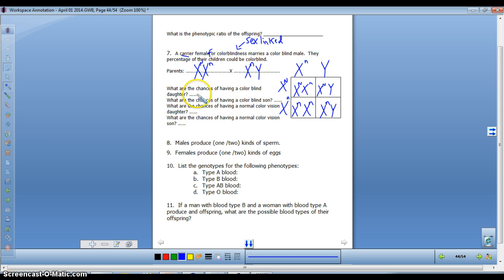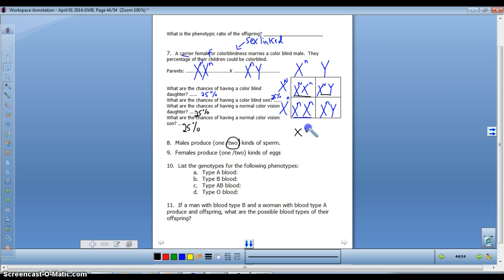What are the chances of having a colorblind daughter? What are the chances of having a colorblind son? 25%. What are the chances of having a normal vision daughter? She's normal vision. That is also 25%. What are the chances of having a normal vision male? 25%.